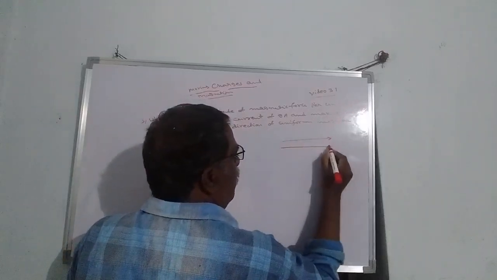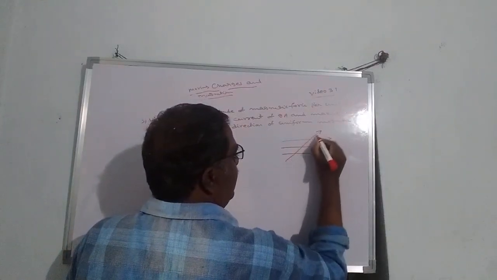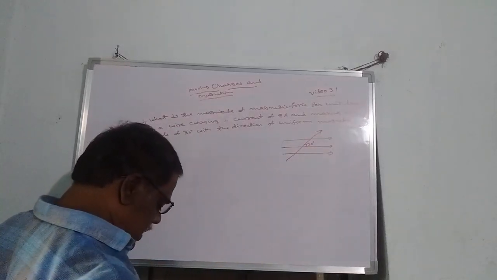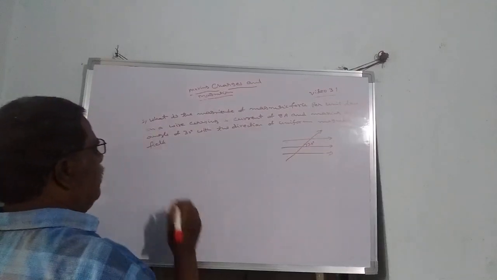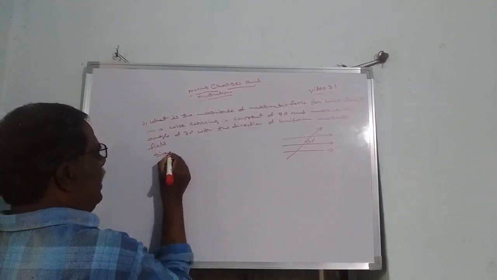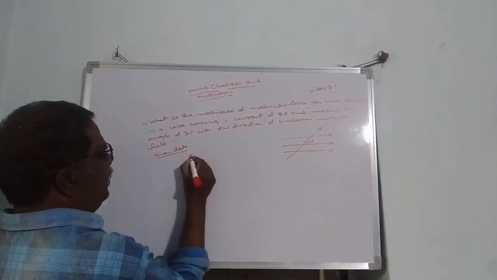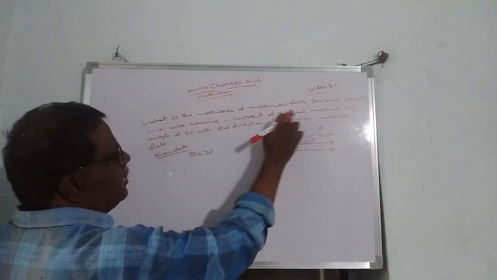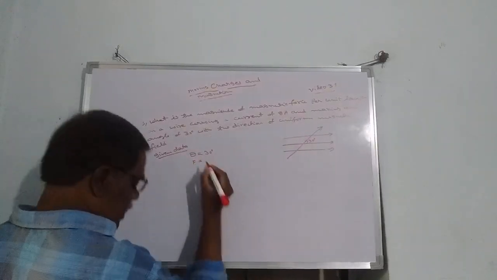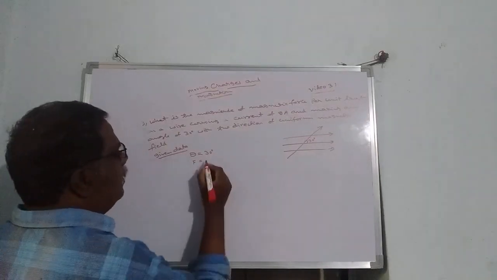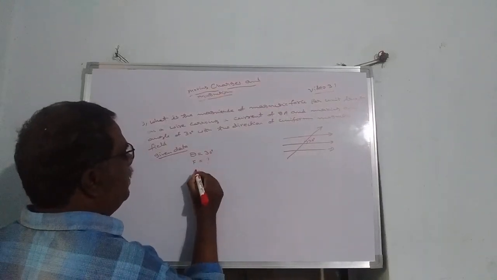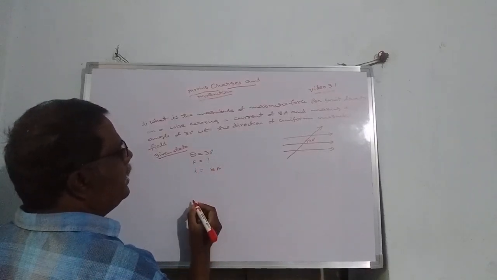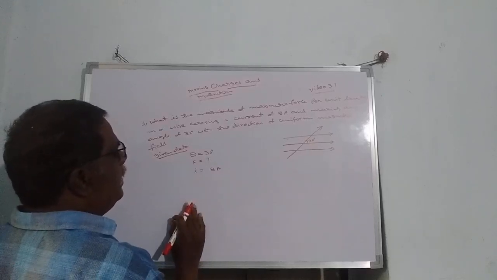So here is the uniform magnetic field, and the wire making an angle of 30 degrees is like this. Write down the data according to the given problem. Given data: theta value will be 30 degrees. We have to calculate the magnitude of magnetic force per unit length, the F value. And the current I is equal to 8 amps. Only the current is given.